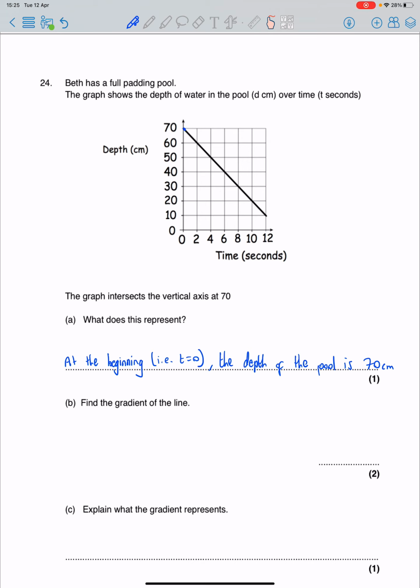Well, again, we pick 2 coordinates. So I'm going to pick this 0, 70 because why not? And then I'm also going to pick, let's pick this one because it's kind of nice actually, 2, 60. That's that coordinate. So again, I'm going to call this x1, y1, x2, y2. So using the change in y over change in x, or y2 minus y1 over x2 minus x1, we get y2, which is 60, take away y1, which is 70, over x2, which is 2, take away x1, which is 0, which is minus 10 over 2, which equals minus 5. So minus 5.